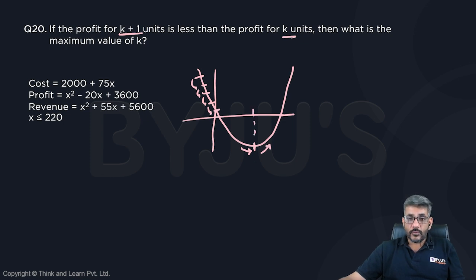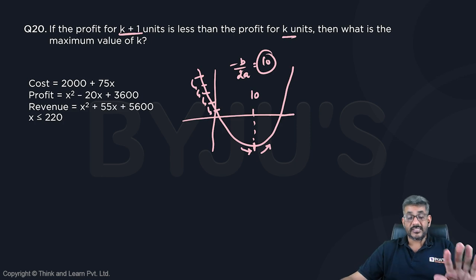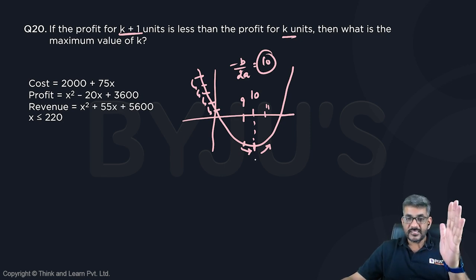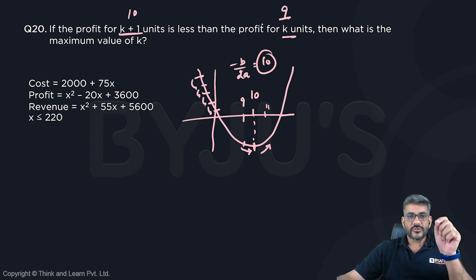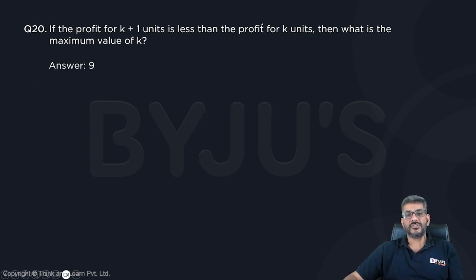So the point at which it is minimum, that point we have already calculated as 10. If you remember in the first question we did it, it is minus b by 2a, that is equal to 10. At 10, the profit decreases for the last time. That means the profit for 10 units is lower than the profit for 9 units, right? But profit for 11 units would be higher than that for 10 units. So 10 is the last time it has decreased. So 10 is the value of k plus 1, that means 9 is the value of k. So for value of k as 9, the profit has decreased for one last time. That's the maximum possible value of k.